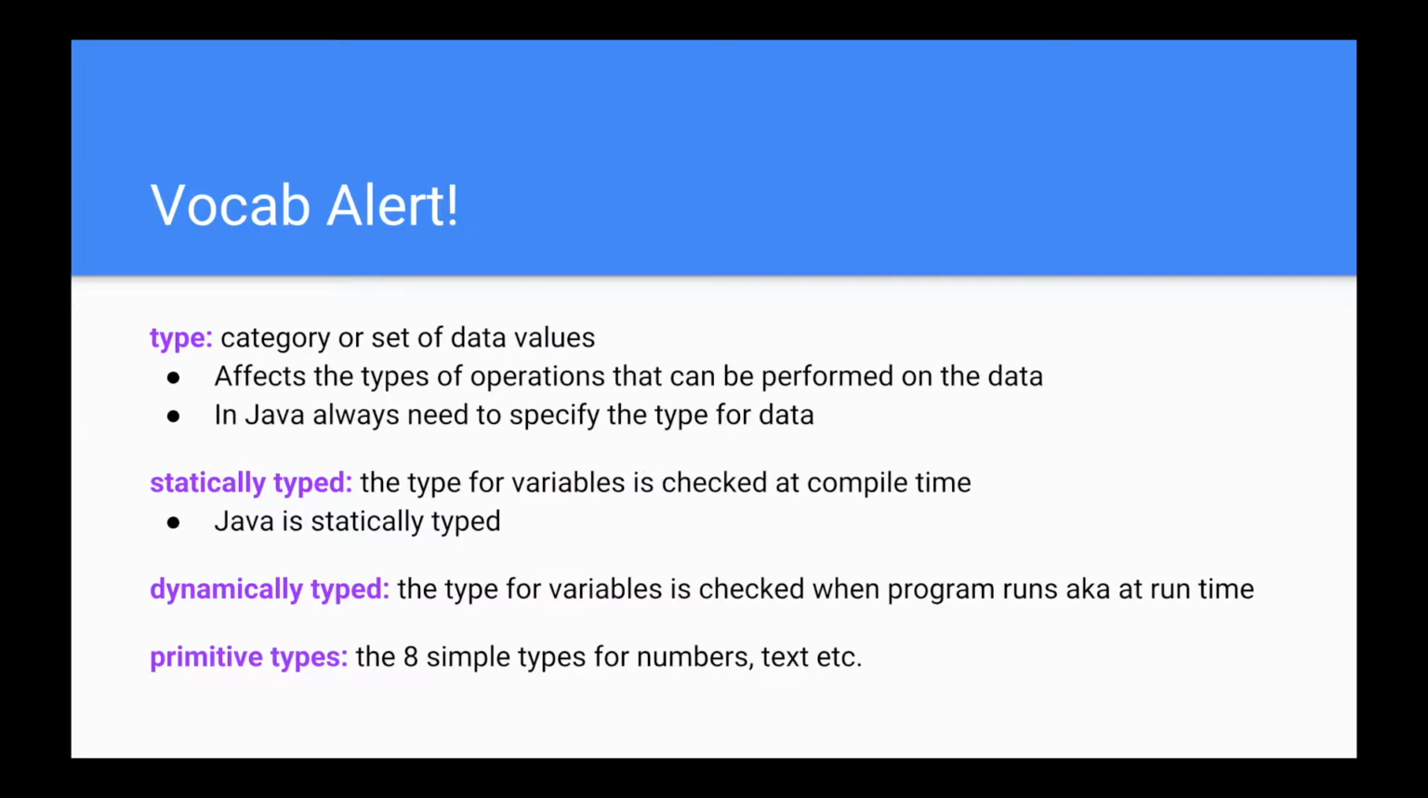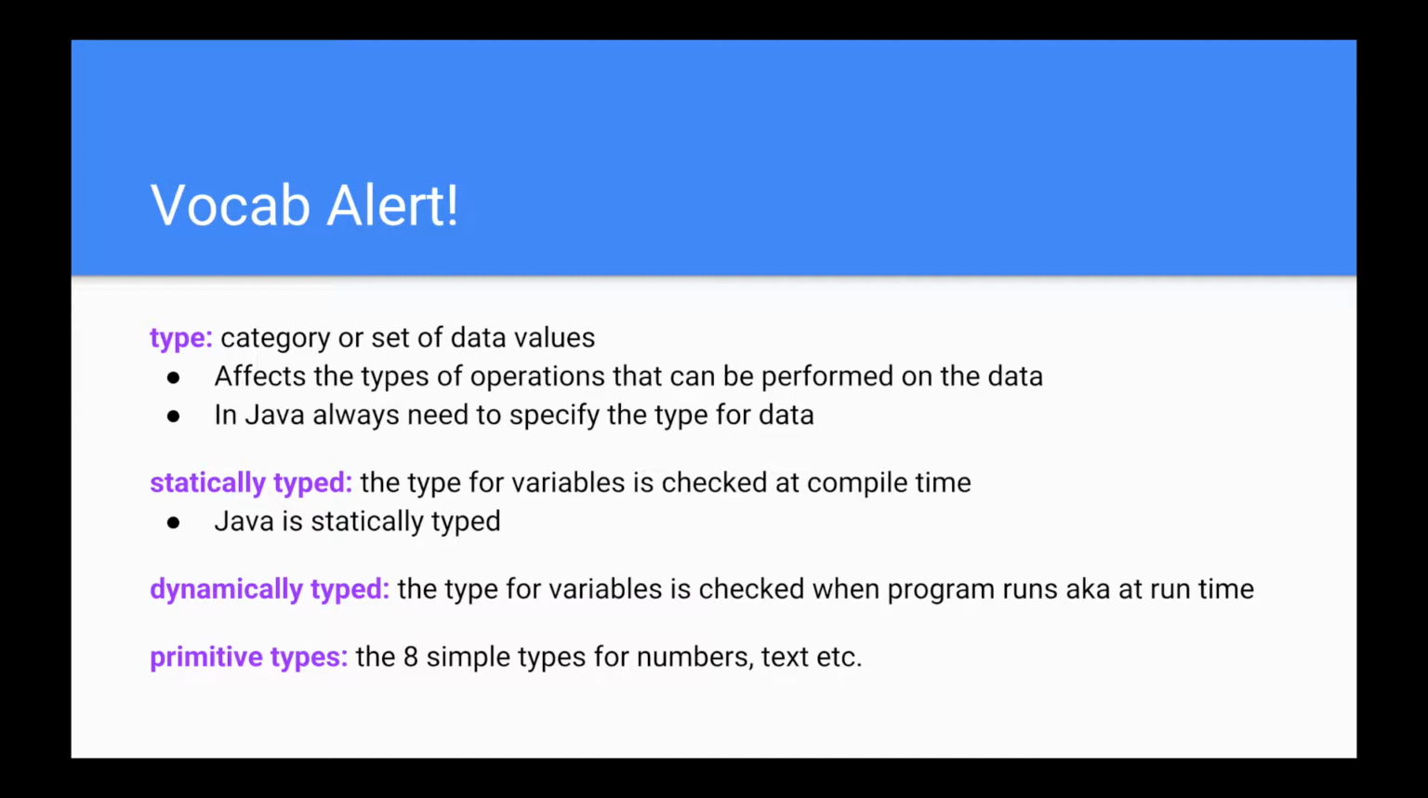Here's some vocab. A type is a category or set of data values. It affects the types of operations that can be performed on data, and in Java, you'll always need to specify the type of the data. Statically typed means the type of variables is checked at compile time, and Java is statically typed. So the type is checked when the code goes from being written in the programming language to being converted into the language that's actually going to run on the computer.